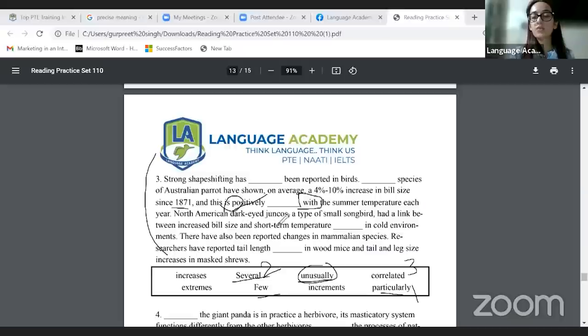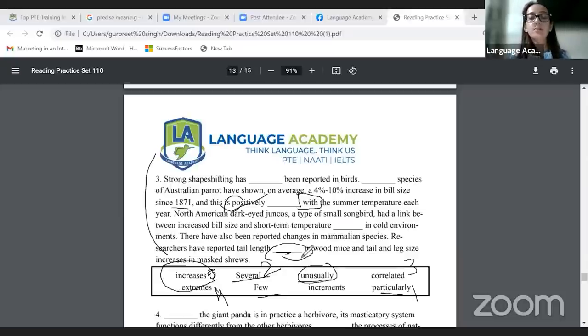North American dark-eyed juncos, a type of small songbird, had a link between increased bill size and short-term temperature dash in cold environments. So you could have thought about increases and extremes both, because temperature in temperature extremes is also a term. But when you look at the next sentence, you need increases here. Researchers have reported tail length dash in wood mice and tail and leg increases in shrews. So length is better to go with increase rather than temperature to go with increase. So that's why we have to go with temperature extremes and length increases. Because increases go with quantitative things more, and temperature rise and fall can be extreme as well.